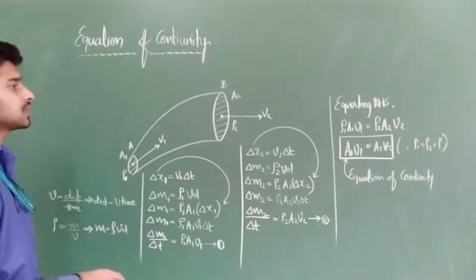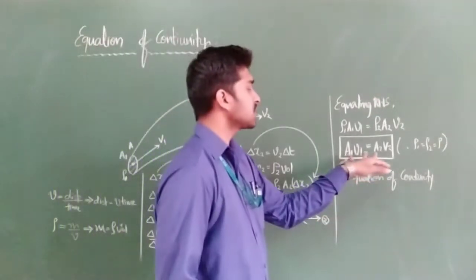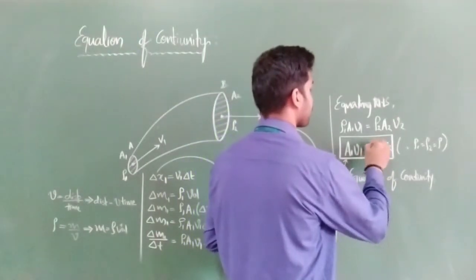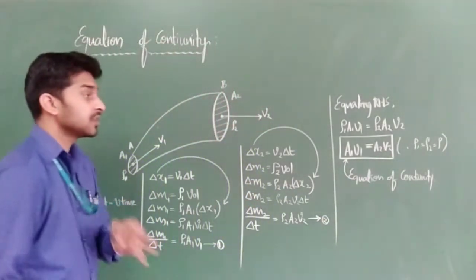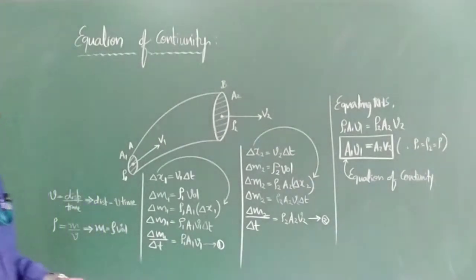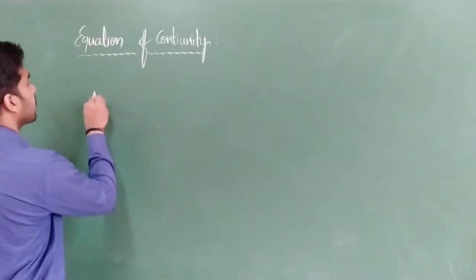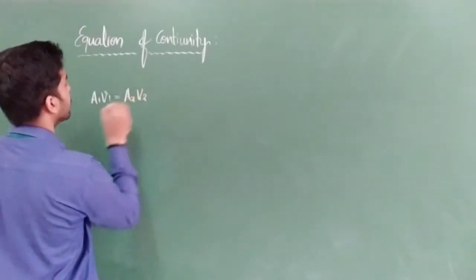You can copy this down. Shall I erase this part quickly? We'll go to the physical significance of A1 V1 should be equal to A2 V2. What is the meaning of that? That we are going to discuss now. Clear? Shall I erase the board? Alright. So we came across A1 V1 should be equal to A2 V2.